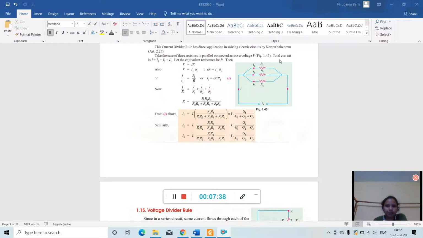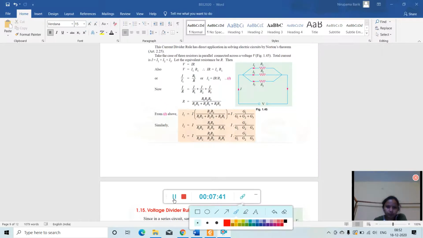So here the total current I is equal to I1 plus I2 plus I3. In the previous case, in the case of two branches, what was the total current? I is equal to I1 plus I2. In the previous one, two branches of resistance were connected in parallel, but here three resistors are in parallel. So here the total current I is equal to I1 plus I2 plus I3.